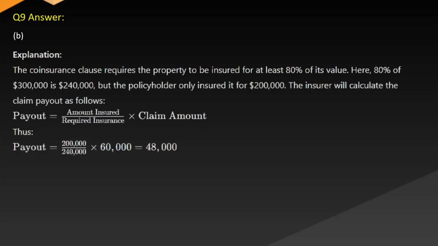Answer B. Explanation. The coinsurance clause requires the property to be insured for at least 80% of its value. Here, 80% of $300,000 is $240,000, but the policyholder only insured it for $200,000. The insurer will calculate the claim payout as follows. Pay equals the amount insured over required insurance times claim amount. Thus, pay equals $200,000 over $240,000 times $60,000 equals $48,000.